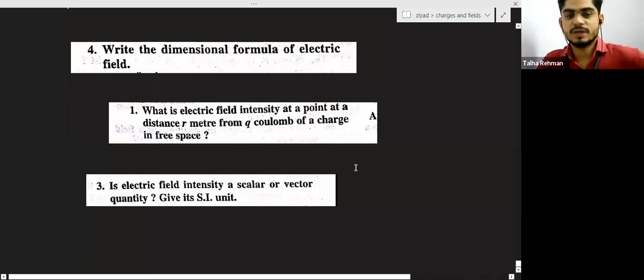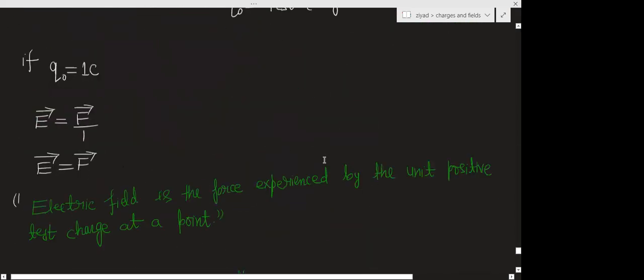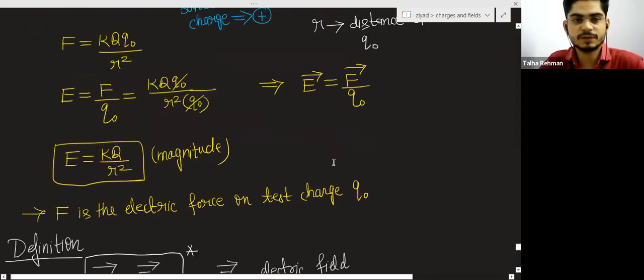Okay, sir. So I am just leaving this now, and from the next time, I am hoping that you will solve the assignment. Okay. So we were on the electric field. Yes, sir. We were on the electric field.